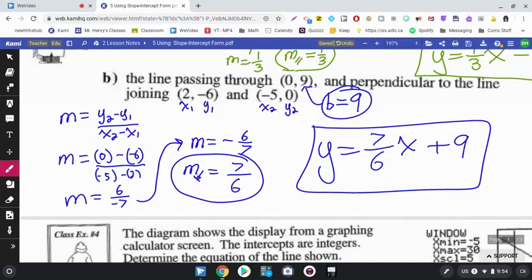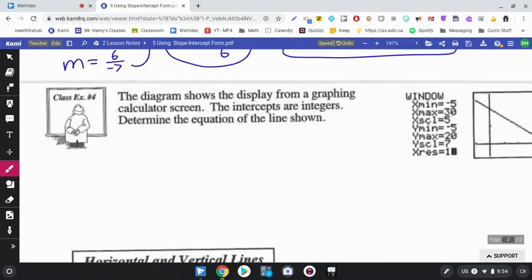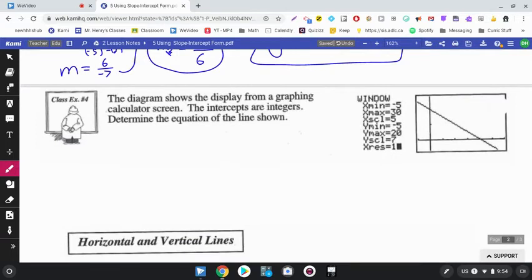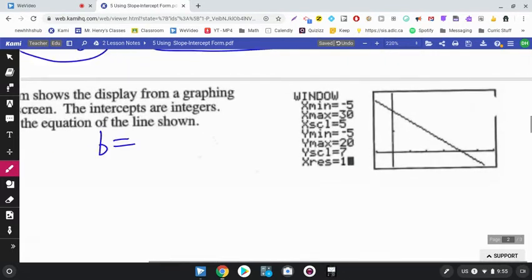All right, let's go into this one. Diagram shows the display from a graphing calculator screen. The intercepts are integers. Okay, good to know. Determine the equation of the line shown. Okay, well, if I'm going to determine the equation, I need to find the slope and the y-intercept. So let's take a look at this graph. Let's see if we can figure out some information. Maybe we label some points.